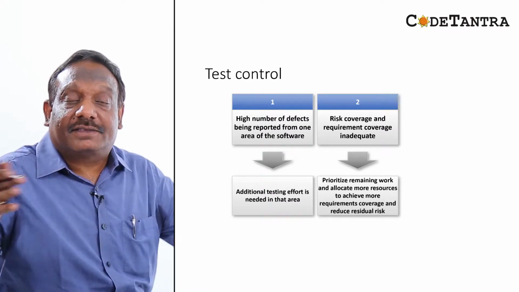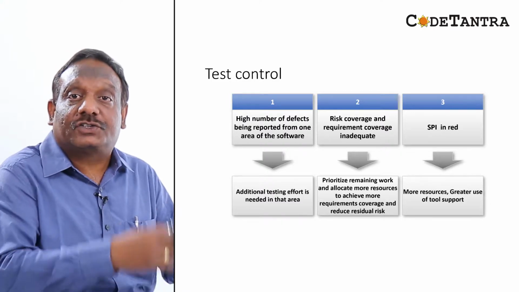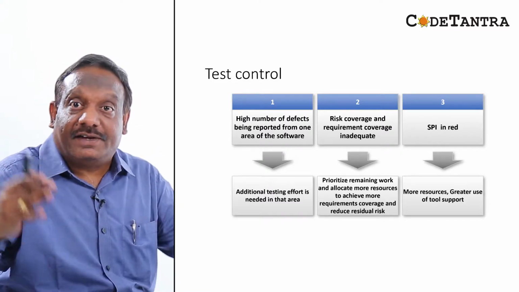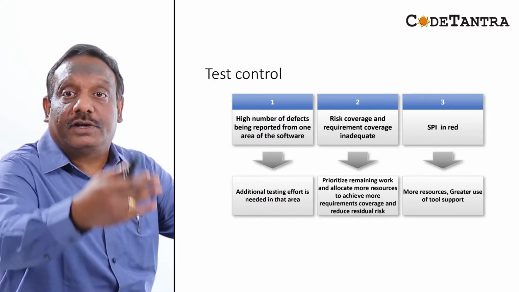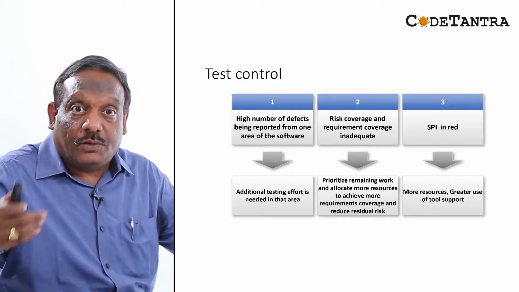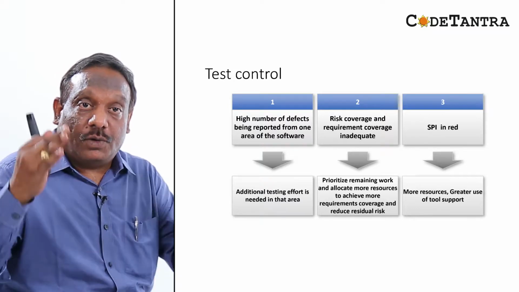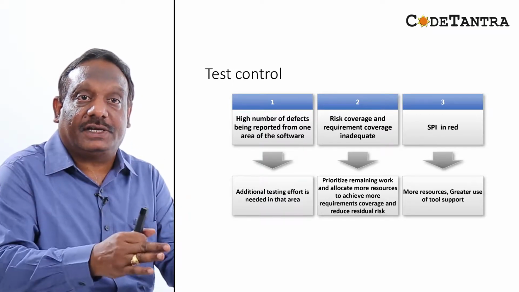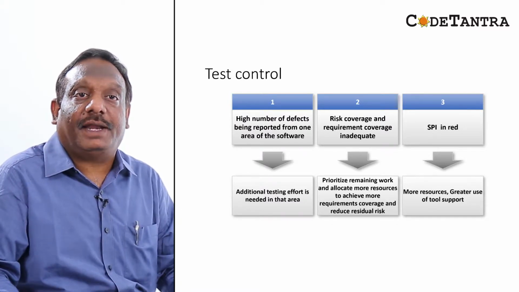And let's say the third example is SPI in red. What is SPI? Schedule Performance Index, which shows how well you are moving on your schedule. If it is in red, it is not happening properly, so maybe one action can be more resources or greater use of tools. All these are potential actions. So that is how you control projects. You monitor, and when you observe the deviations, you understand the reasons for the deviation and then take an appropriate action as a test manager.